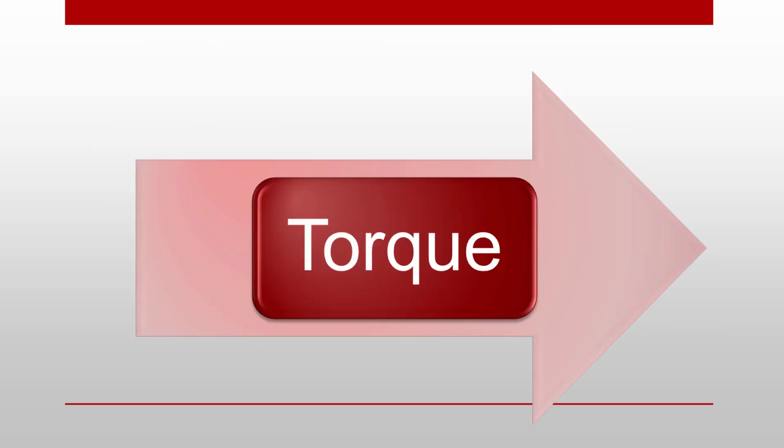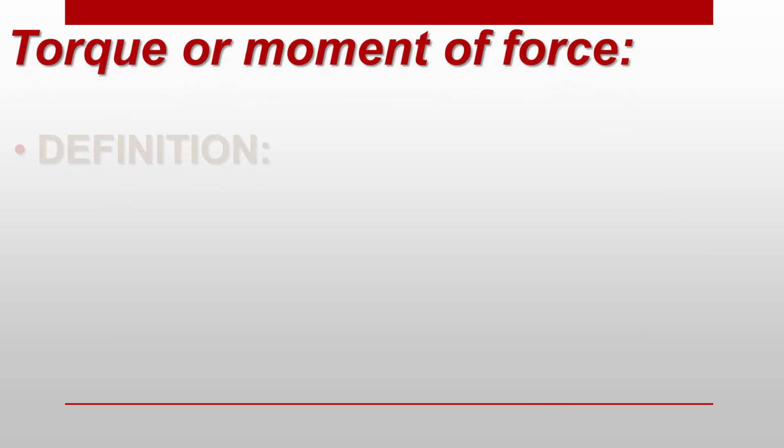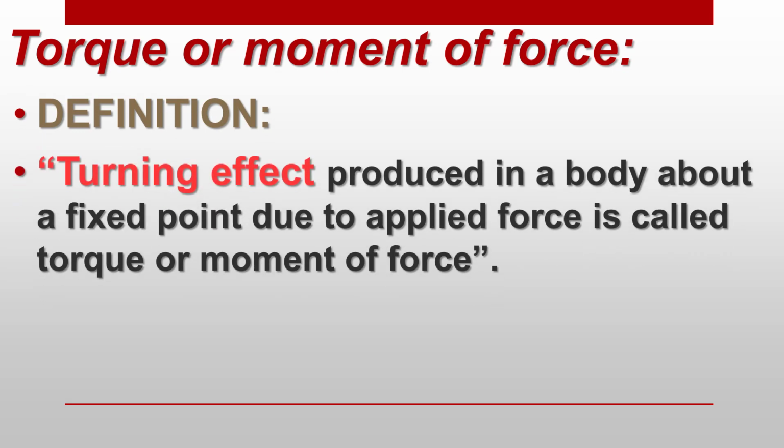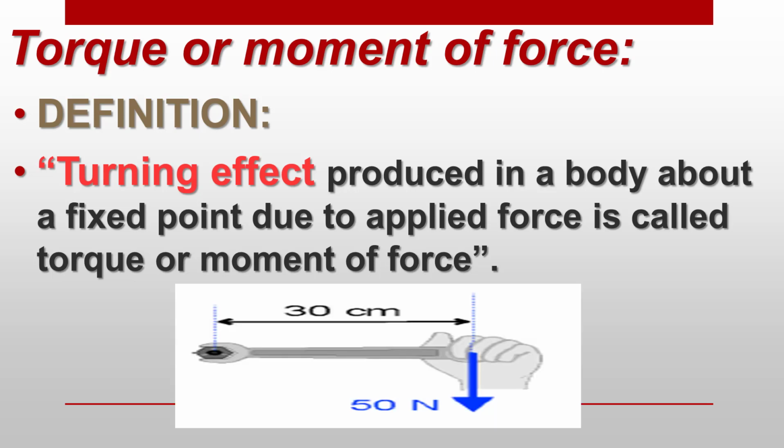So how are we going to give the formal definition of torque? Torque or moment of force can be defined as the turning effect produced in a body about a fixed point due to an applied force. Like if we have this spanner and we apply force over here, the spanner rotates. This turning effect produced by the applied force is known as torque.